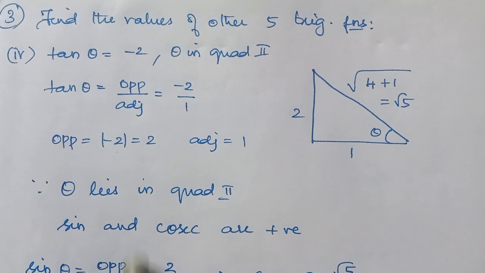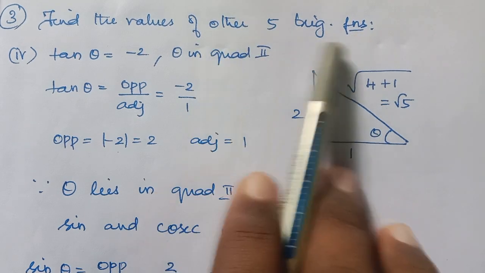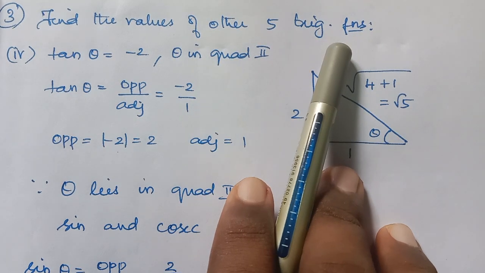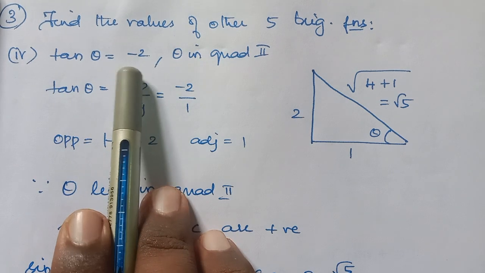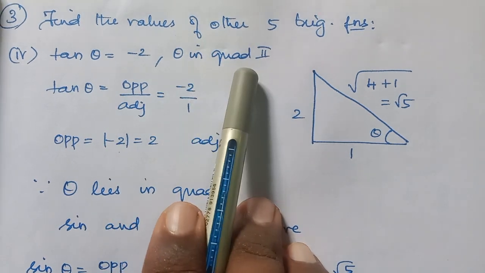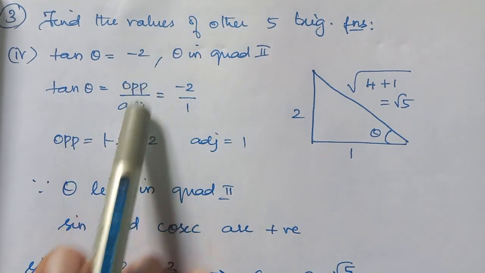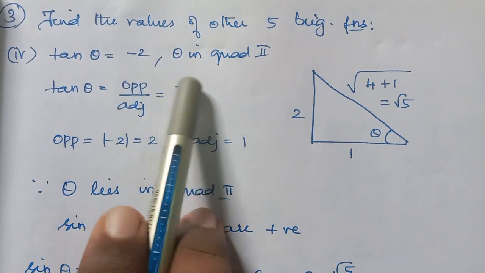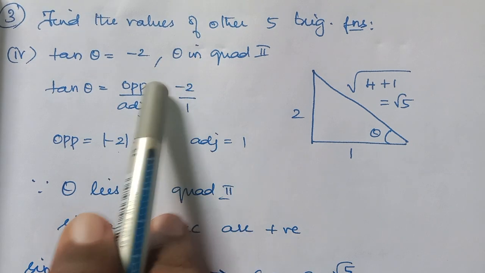Now, same as the previous problem, you are asked to find the value of the remaining 5 trigonometrical functions, given that tan theta is equal to minus 2. Also given that theta lies in the second quadrant. You know that tan theta is opposite side by adjacent side. So the opposite side is minus 2. There is no adjacent side, so you can consider it by 1. Right. So minus 2 by 1.